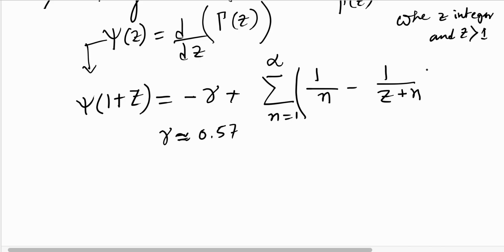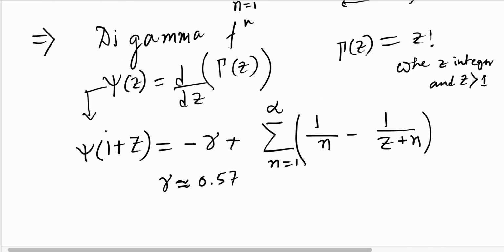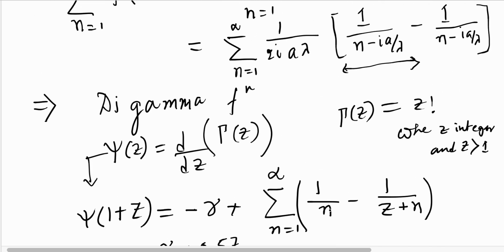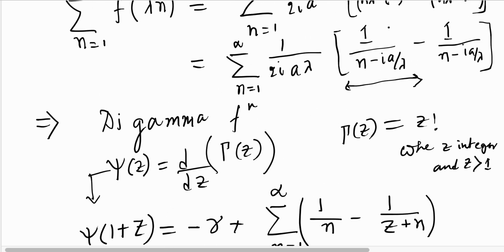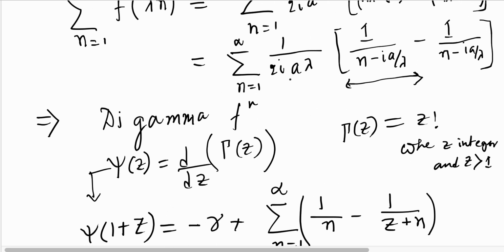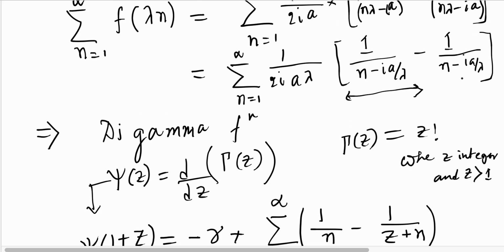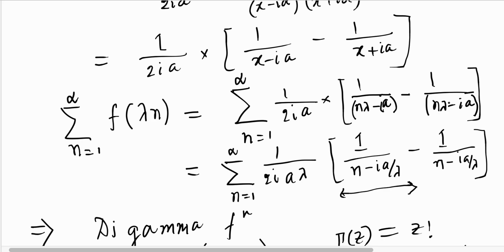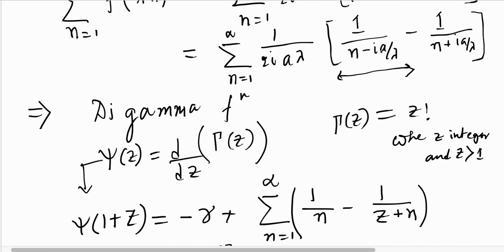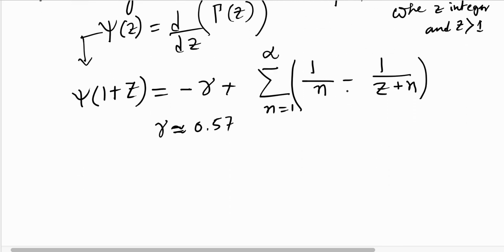Now you can see why I am introducing this digamma function, because I have to know the closed form of the summation of 1 by n minus ia by lambda. There is a plus sign, I missed it, this is a plus. So we have to know the closed form solution of this. You can easily read from here that it is nothing but 1 by n minus 1 by z plus n.